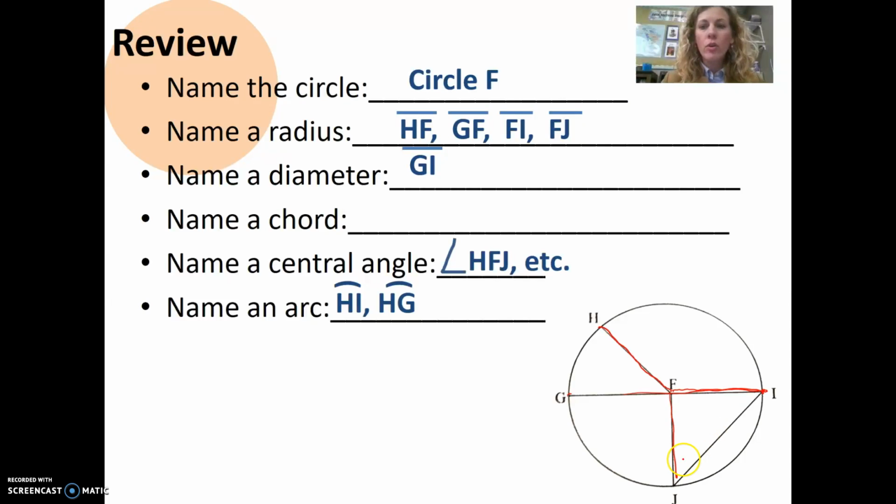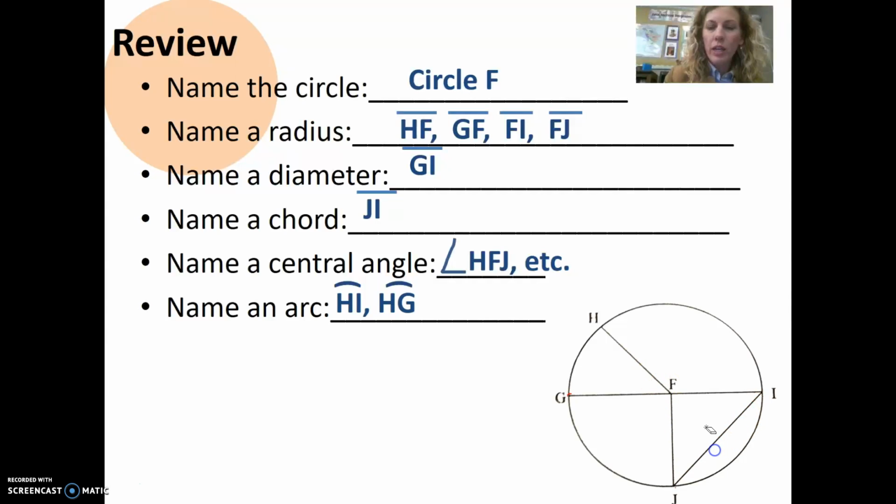And then if we're looking for a chord, we're looking for a line segment that starts on one side of the circle and extends to a point anywhere else on the circumference, but does not necessarily go through the center. It can, but it doesn't have to. And so on this circle, a chord would be line segment GI. Okay, let me erase what I've got here.